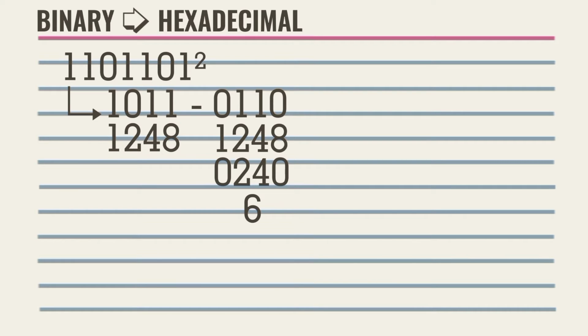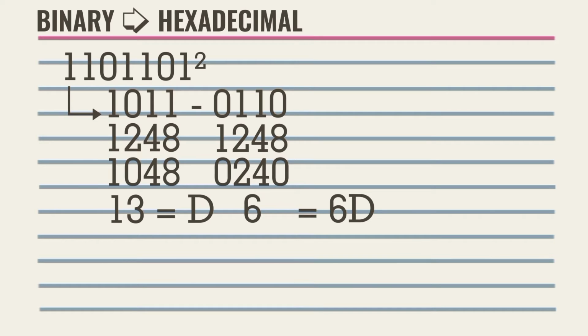Do the same for the second group. 1 times 1 is equal to 1, 0 times 2 is equal to 0, 1 times 4 is equal to 4, and 1 times 8 is equal to 8. Sum it all and we'll get 13, which is equivalent to D. Join the results together and we'll get DD. So the hexadecimal form of binary 11011101 is DD. That's all for the binary.